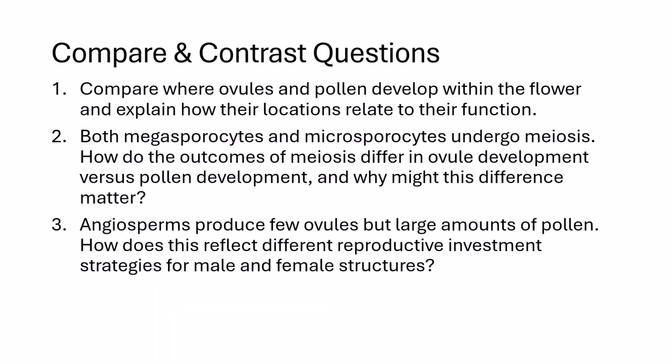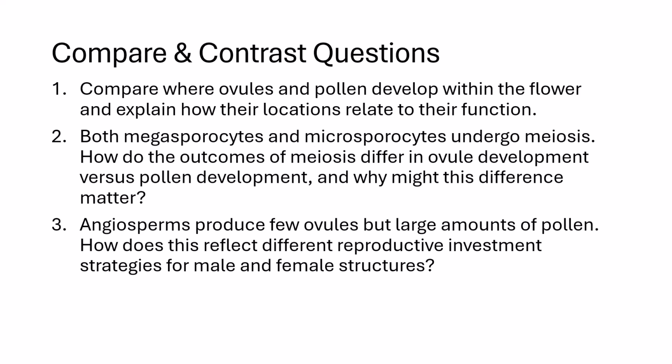Now let's connect what you just observed under the microscope for both ovule and pollen development. First, compare location and function. Ovules develop inside the ovary, protected and enclosed. Pollen develops inside the anther, eventually exposed and released. How does that positioning support their role in fertilization?